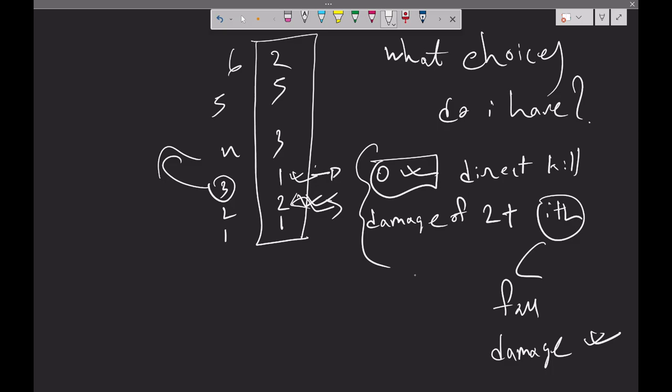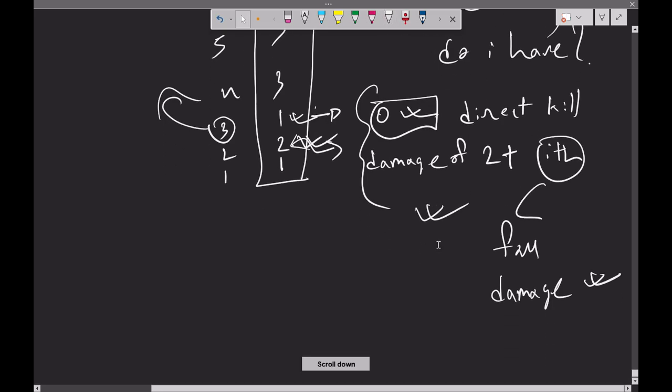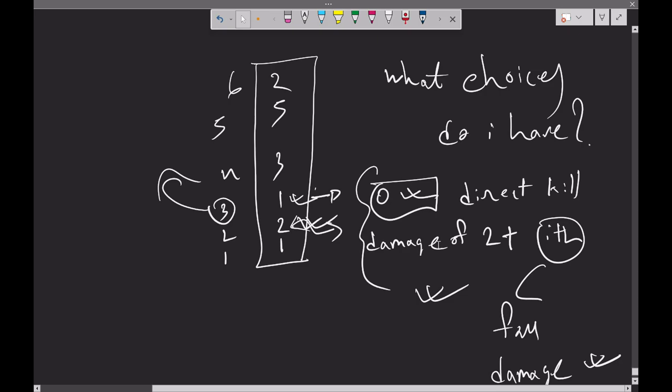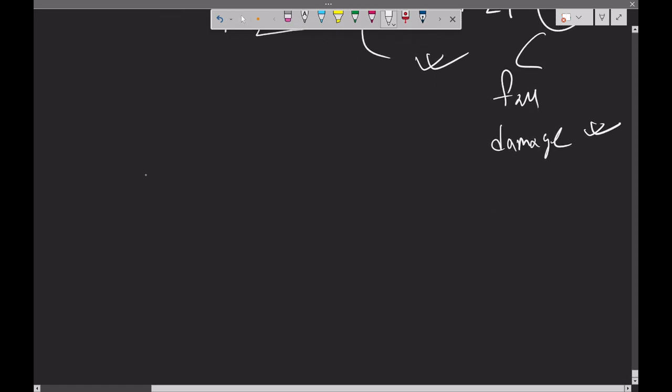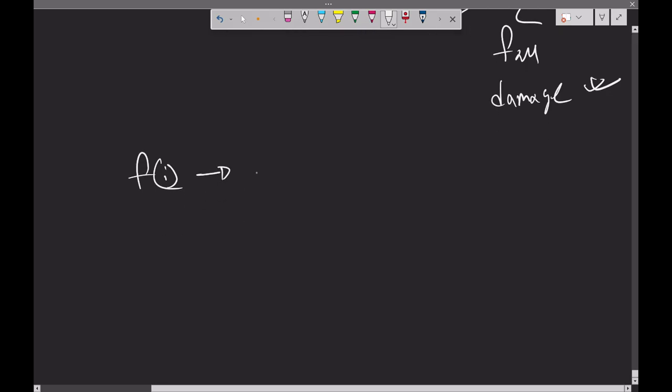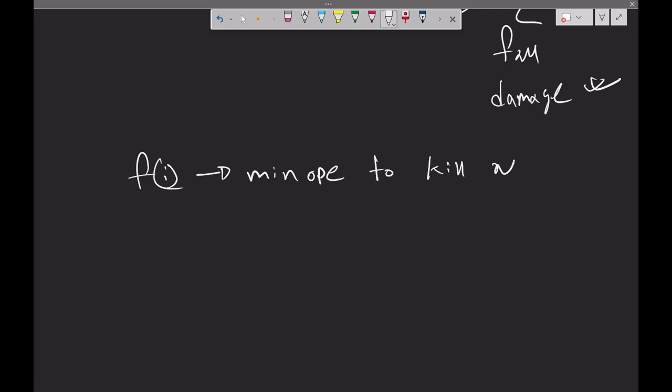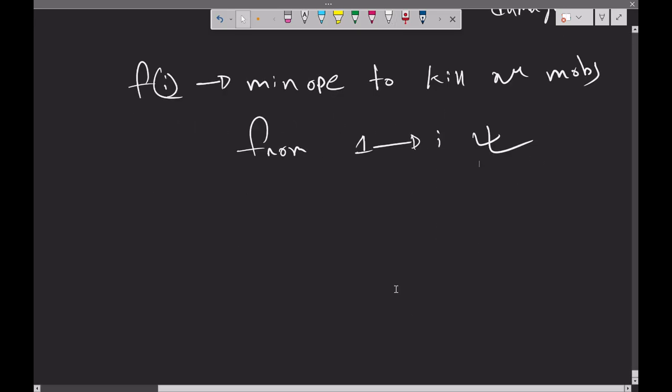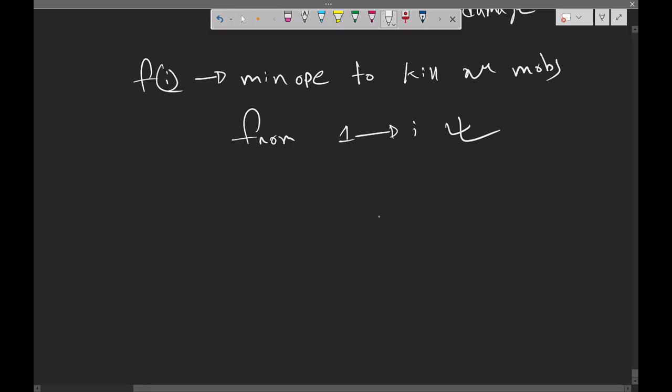Okay, so these are the two choices I have. From this we can find a DP state. Suppose f of I is the minimum operations to kill all mobs from 1 to I, right? These are the minimum operations. Okay, so how can we transition from here?